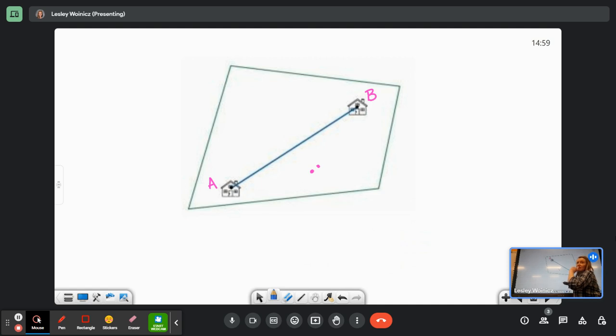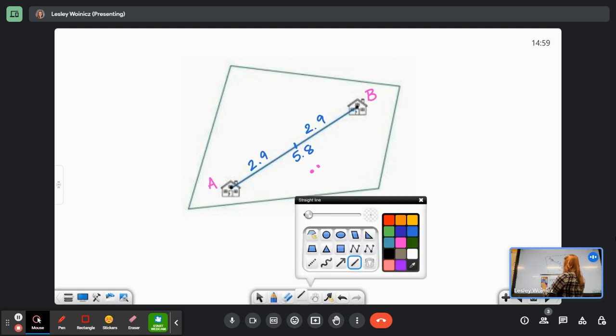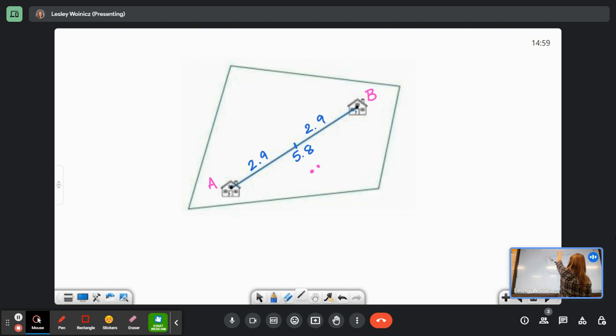Maybe measure it in centimeters. 5.8 centimeters. What's half of that? So 2.9 for Andy and 2.9 for Bart. So where is that exactly? Like here? Okay, so does the line separating their properties go through like this? No. But it's hitting that point.